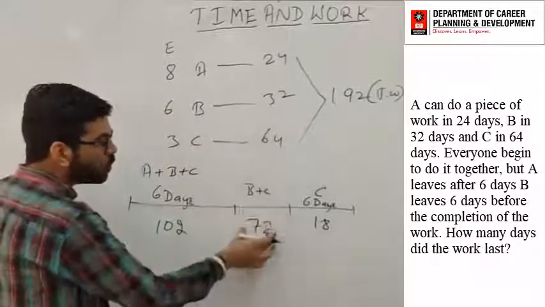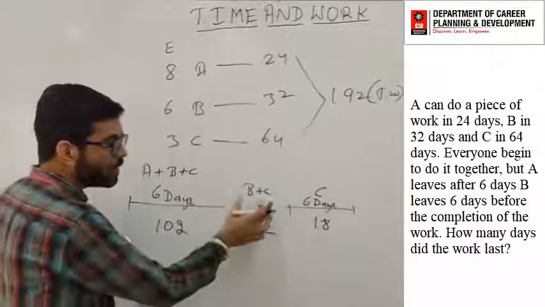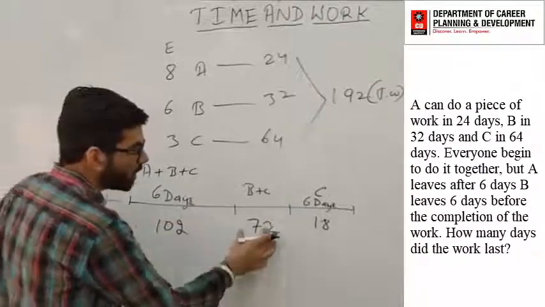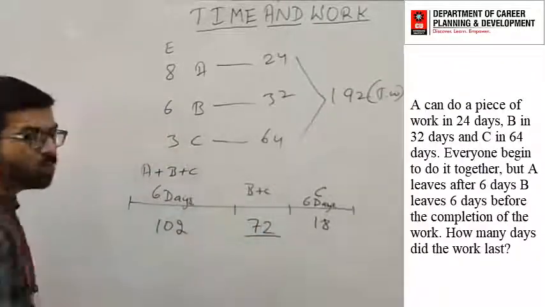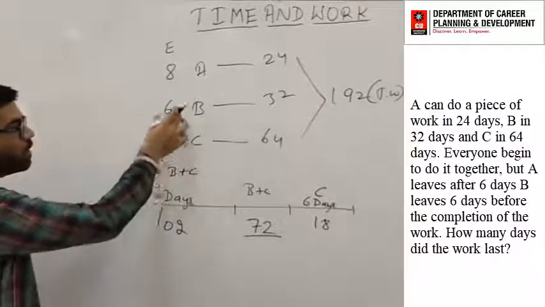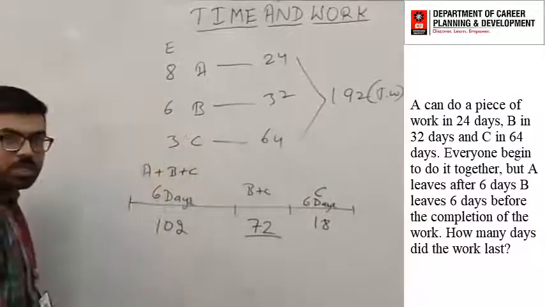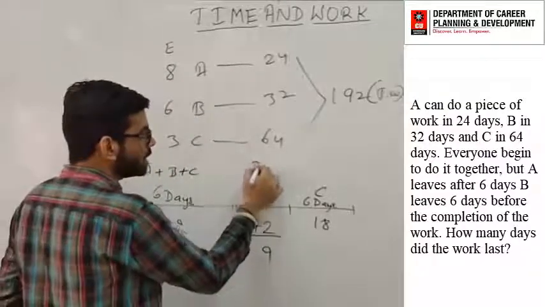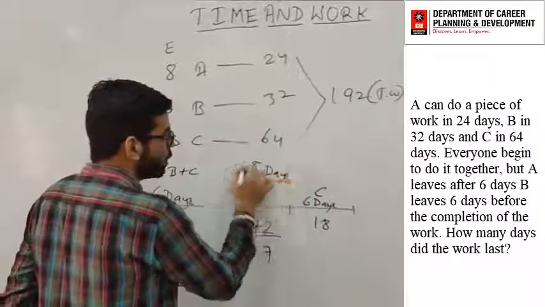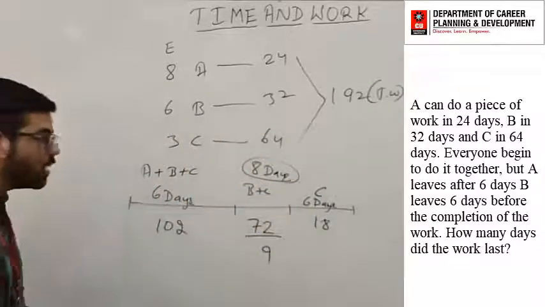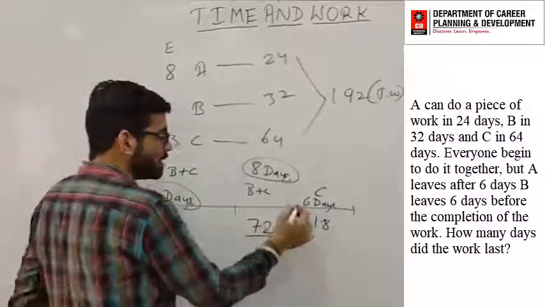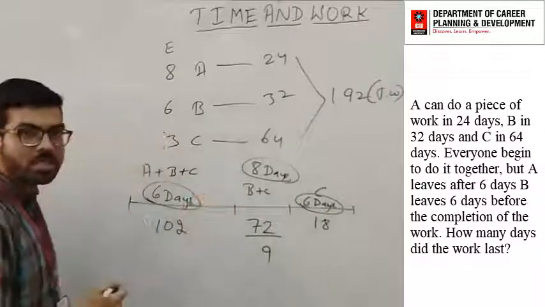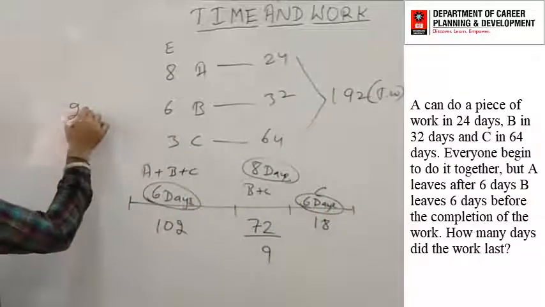So this 72 units of work will be completed by B plus C in how many days? 72 divided by the efficiency of B plus C. The efficiency of B plus C is 6 plus 3, which is 9. So the number of days taken by B and C is 8 days. So in how many days will the work last? Which is 6 days plus 8 days plus 6 days. So the work lasts for 20 days.